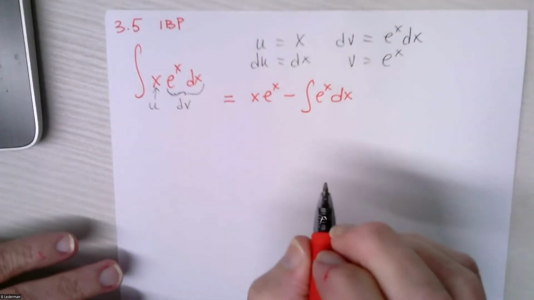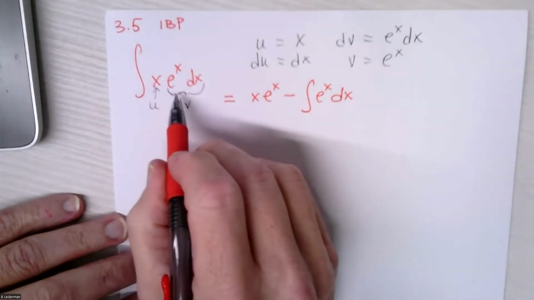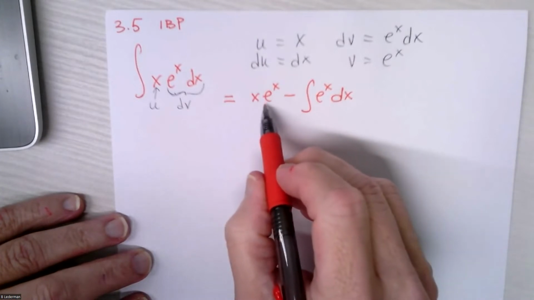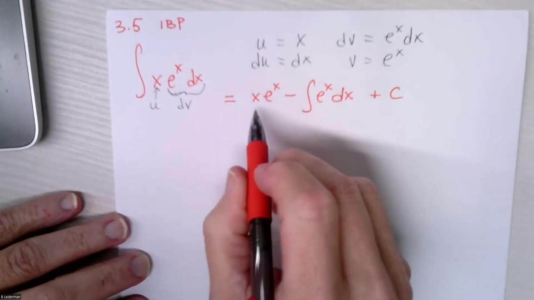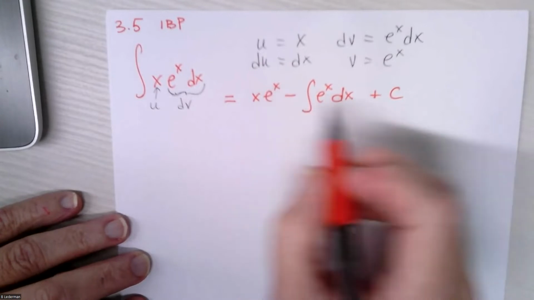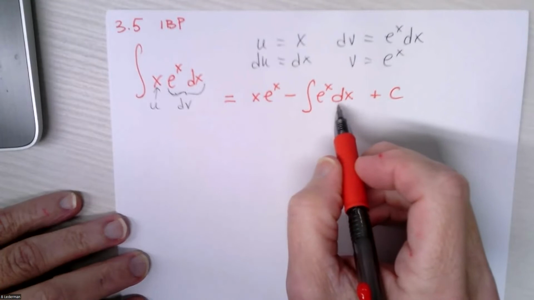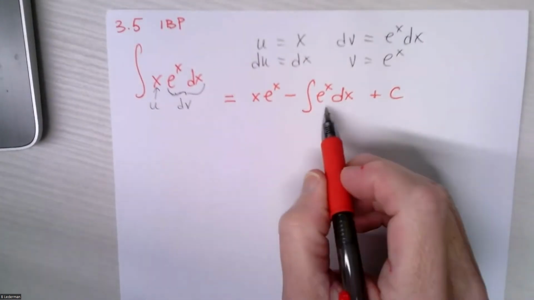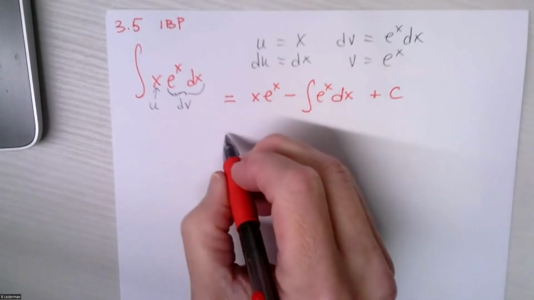Now, this is really what I wanted to accomplish. I took an integral that I had no idea how to solve, and now I have just a plain integral. Of course, there's going to be a plus c here. Now I just have to integrate this part, but this is an easy integral. That's the whole point. We took an integral that was hard to integrate and transformed it into something that's easy to integrate.